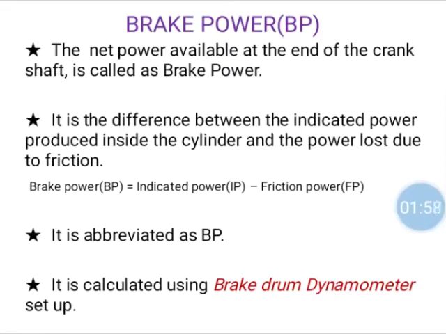The brake power is abbreviated as BP. Therefore, you can have two definitions. One: brake power is the net power available at the end of the crankshaft. Another: brake power is the difference between the indicated power produced inside the cylinder and the power lost in overcoming friction. Therefore, BP equals IP minus FP.